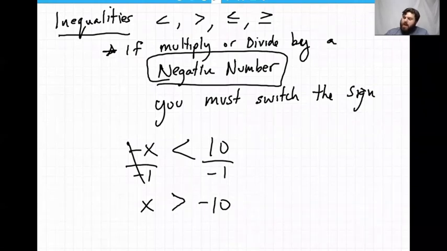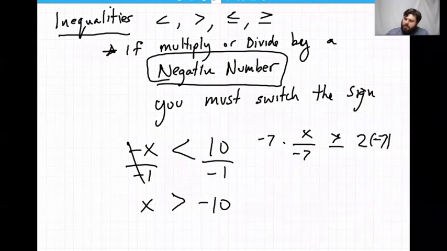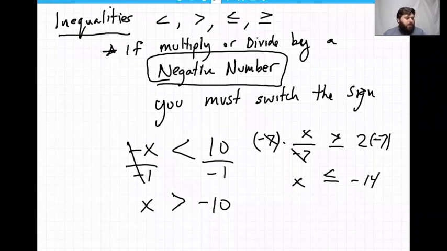Okay? If I have x divided by negative 7 is greater than or equal to 2, and I multiply both sides by negative 7, those are going to cancel, and I get x and I get negative 14, but I have to make sure I switch the sign over. Okay? That's just one of those rules you have to remember. If you multiply or divide by a negative number, you've got to flip those signs over.